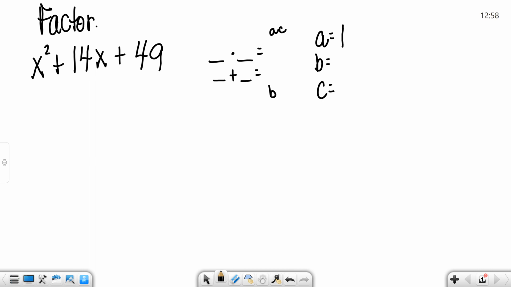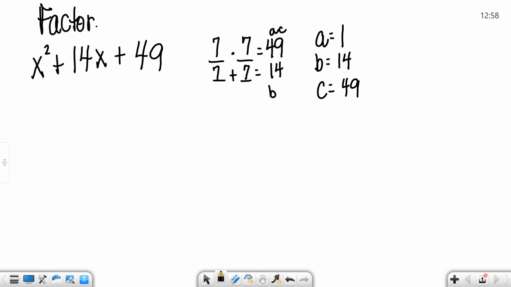This particular problem, A is 1, B is 14, and C is 49. So A times C is 49, and B is 14. I'm looking for 2 numbers that when I multiply them, I get 49, but when I add them, I get 14. So that would be 7 and 7.